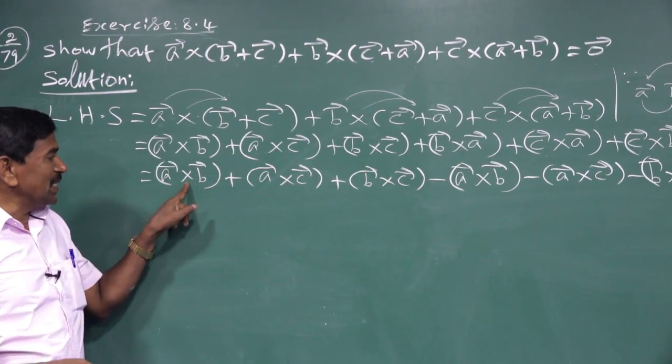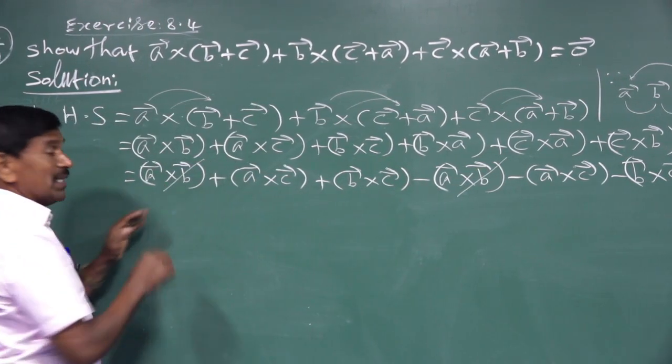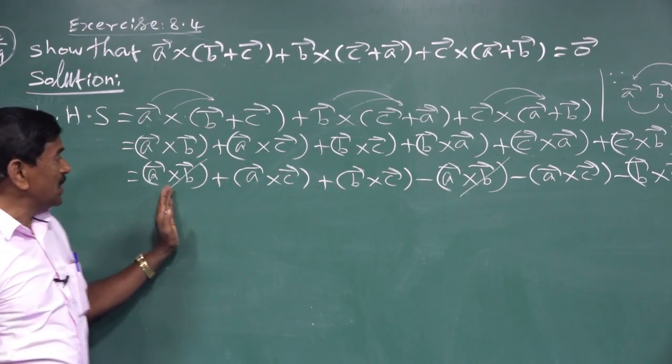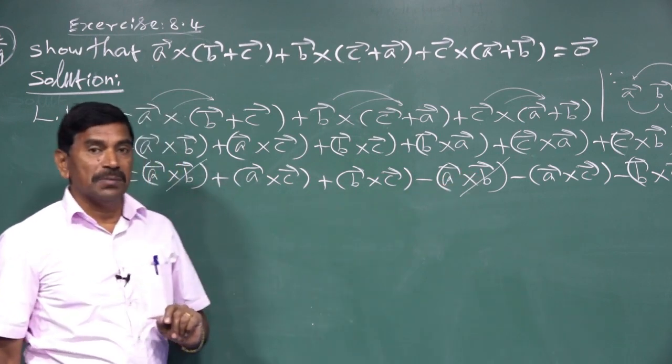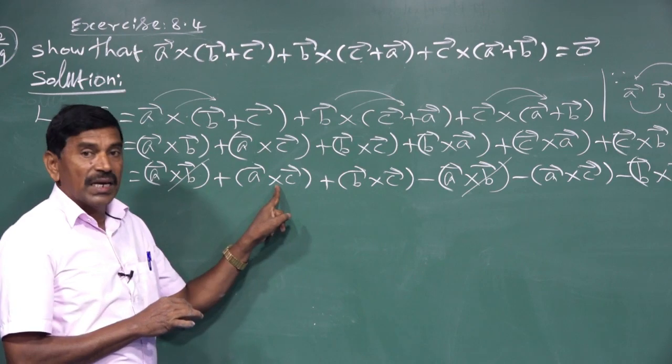Plus A cross B minus A cross B. Using pencil, cancel it. Plus A cross B minus A cross B, cancel. Next step. Keep the finger in the first step. Completed. Keep the finger in the second step.